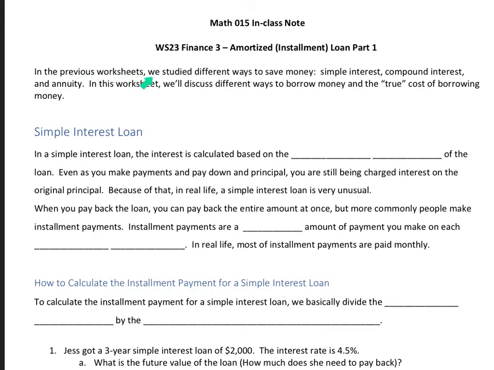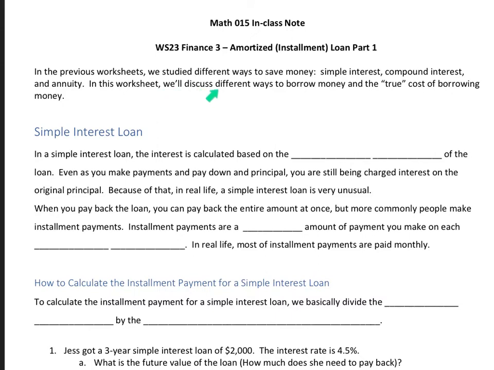In the previous worksheet, we studied different ways to save money. We did simple interest, we did compound interest. With simple interest, your principal was fixed and your interest was charged on that. With compound interest, you keep adding interest to your principal, so the principal gets larger and larger. An annuity is where you put a certain amount of money in each month or each week or each year. So these are different ways to save money.